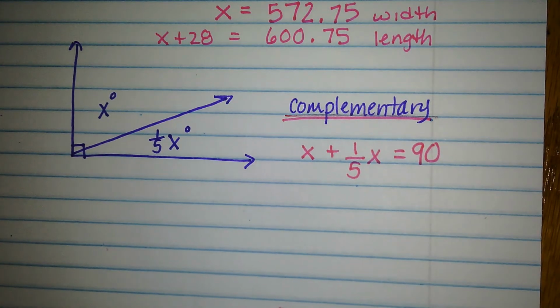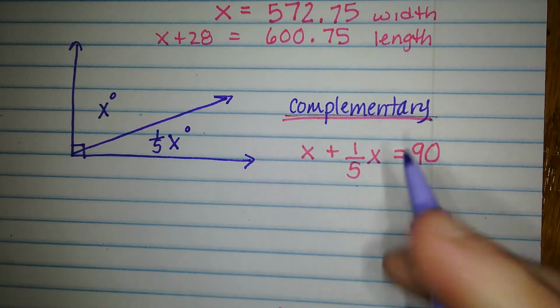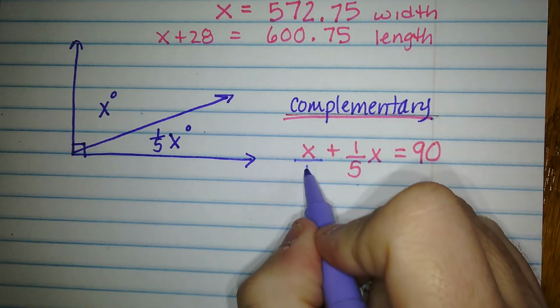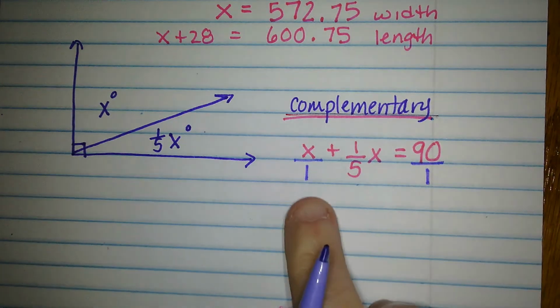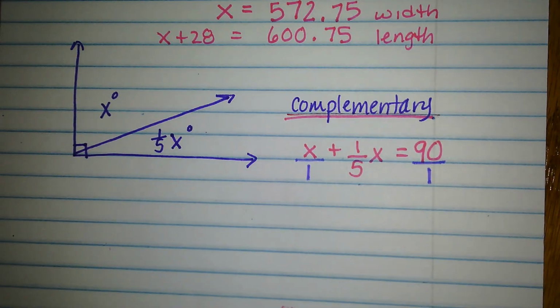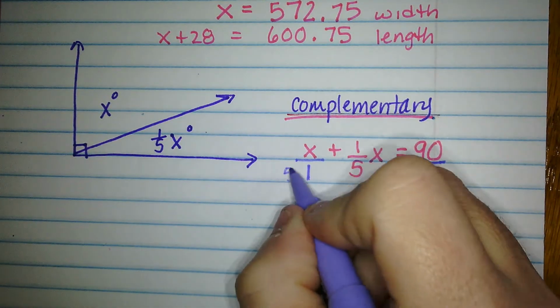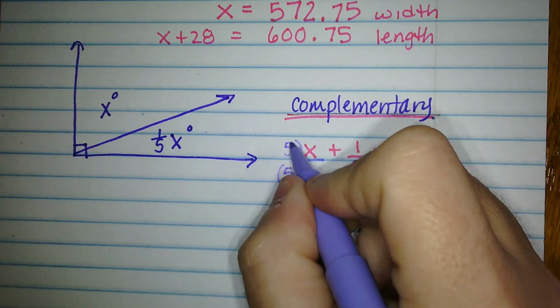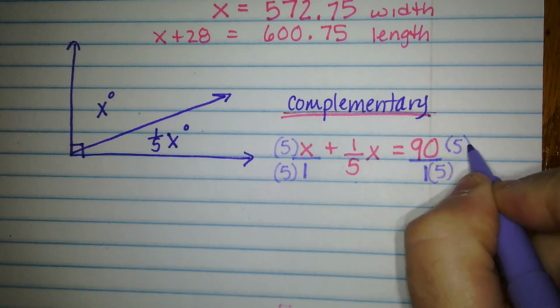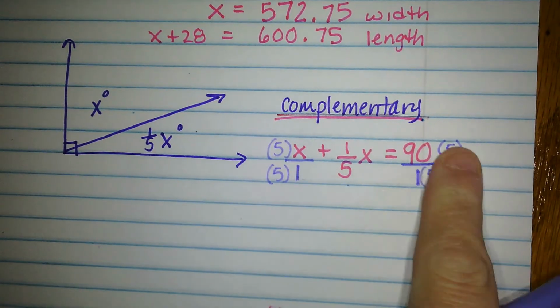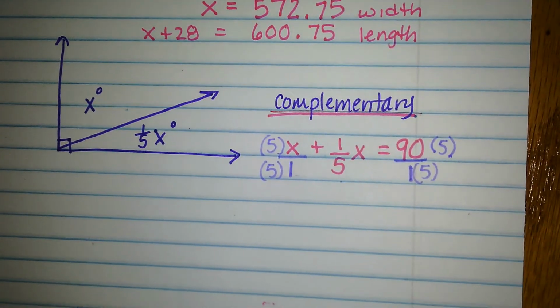Now, how do we solve something when there's a fraction? Now we got to go back and think about how we solved these things a couple weeks ago. And the way we do it is by making a common denominator. So I'm going to put a 1 under here and a 1 under here. Then our common denominator is going to be 5. So I need to put a 5 on the bottom and a 5 on the top, and a 5 on the bottom and a 5 on the top. And that's going to help us to get our top equation solved.